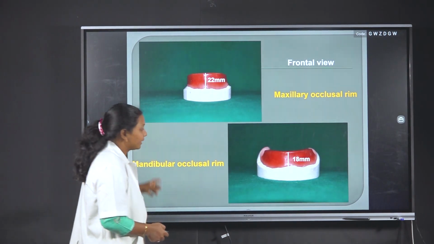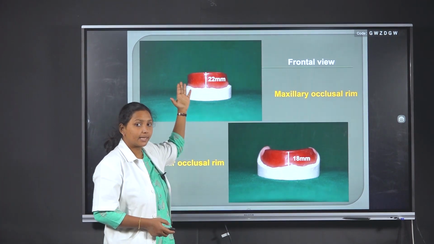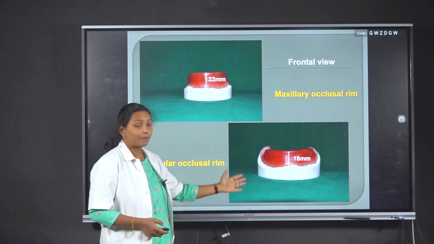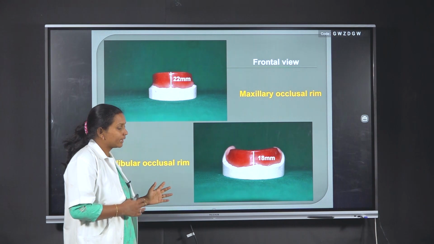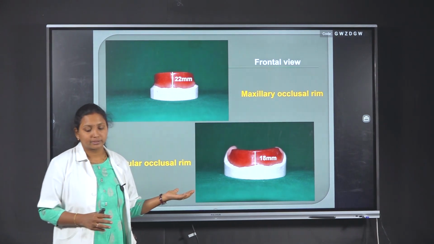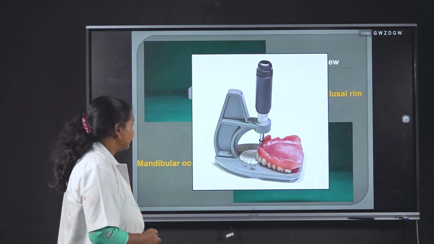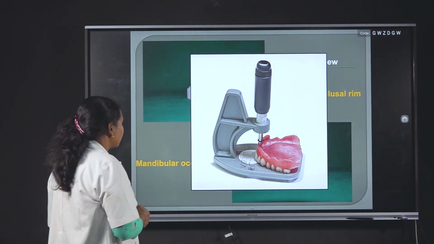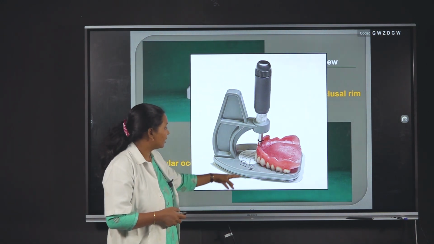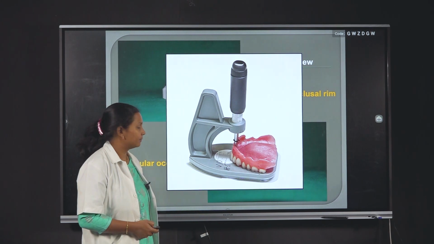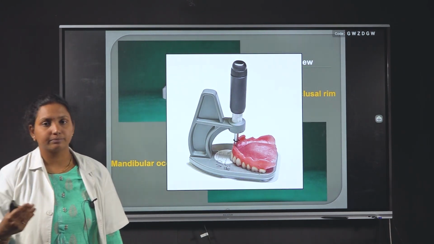The height should be 22 mm in the anterior region for maxilla and 18 mm in the posterior, whereas for mandible overall we will make it 18 mm. We make these measurements before, and after that we will modify them in the patient. This is something called as Willis gauge, where you can measure the teeth from the incisive papilla. Generally, the maxillary incisors should be 8 to 12 mm from the incisive papilla.